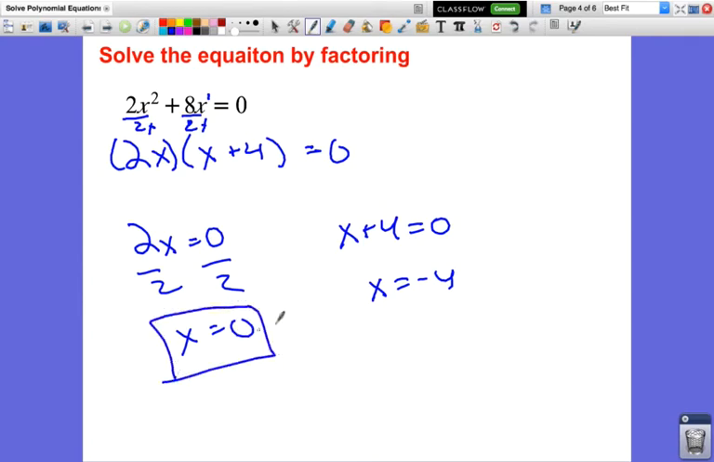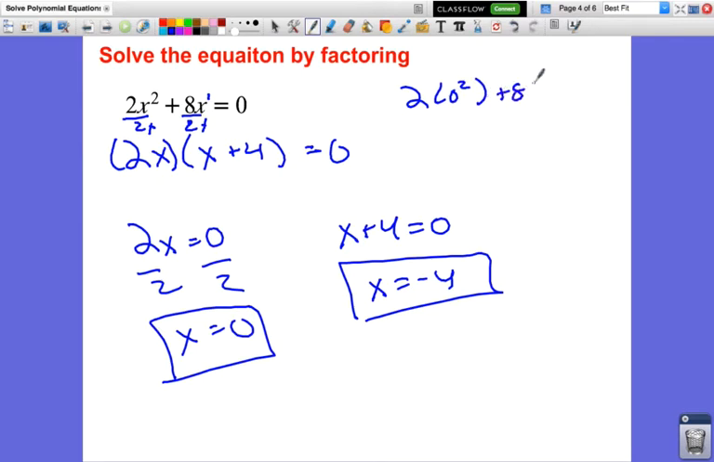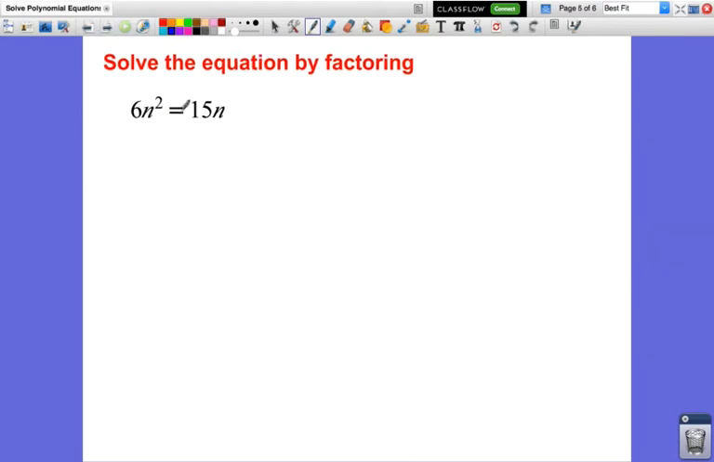Here are my answers. And I can go ahead and plug these back into my original equation to see if it works out. So if I did 2 times 0 squared plus 8 times 0 equals 0, well, 2 times 0 squared is 0, times 2, that's 0, plus 0 equals 0. It works out. If I were to plug in negative 4, it would work out. Okay? Let's look at another one.